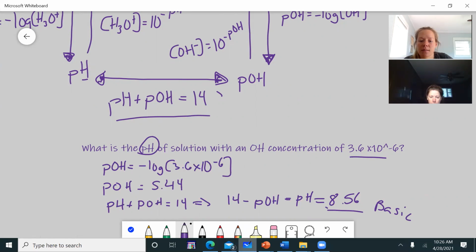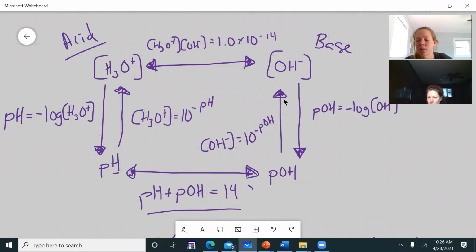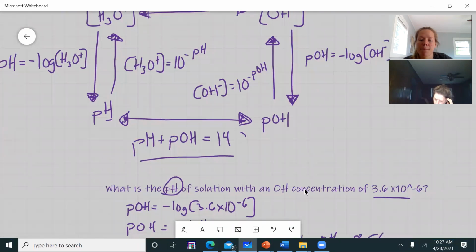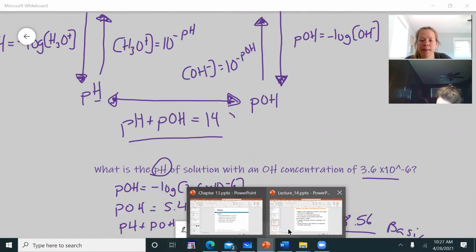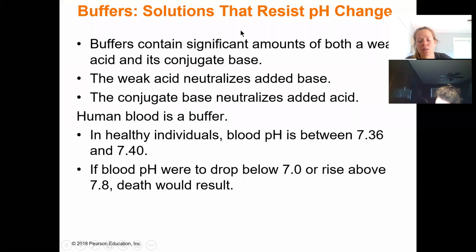So on your test, since you guys have the luxury of having notes, I would just have this available. This is just a nifty way to have kind of all those calculations put into one place. It's a little bit left on the slides. Yeah, just talking about buffer solutions.